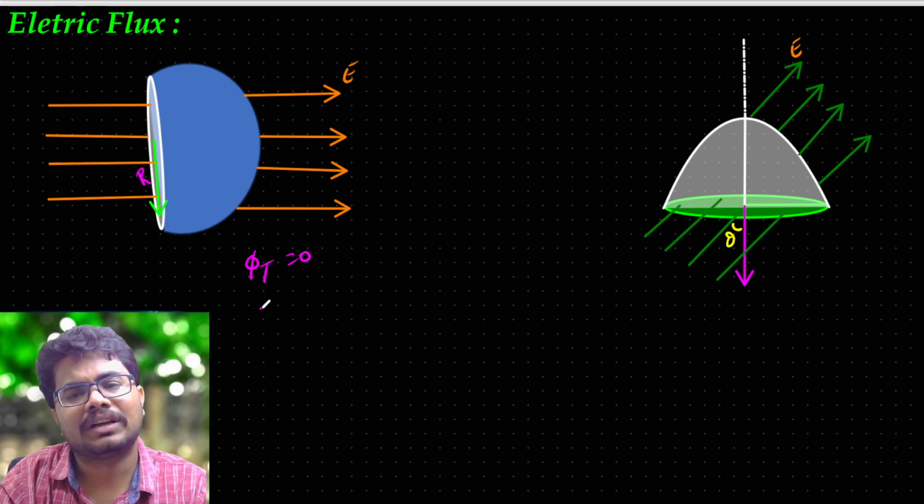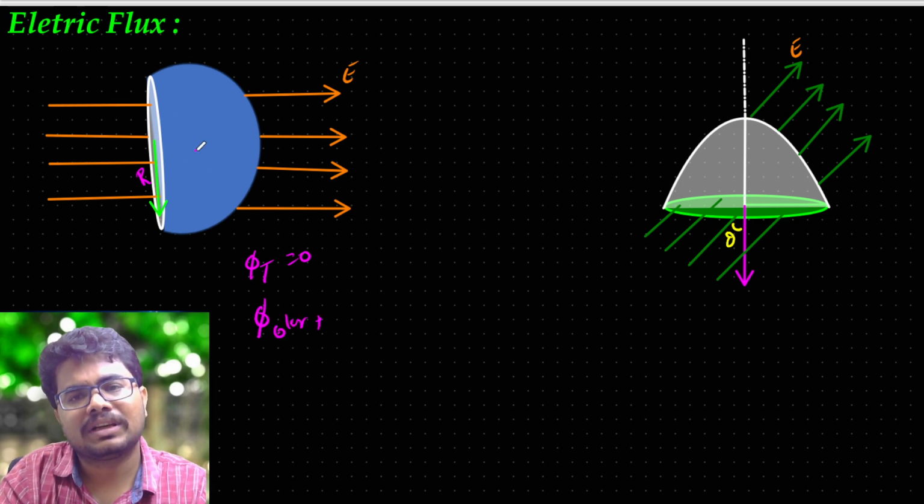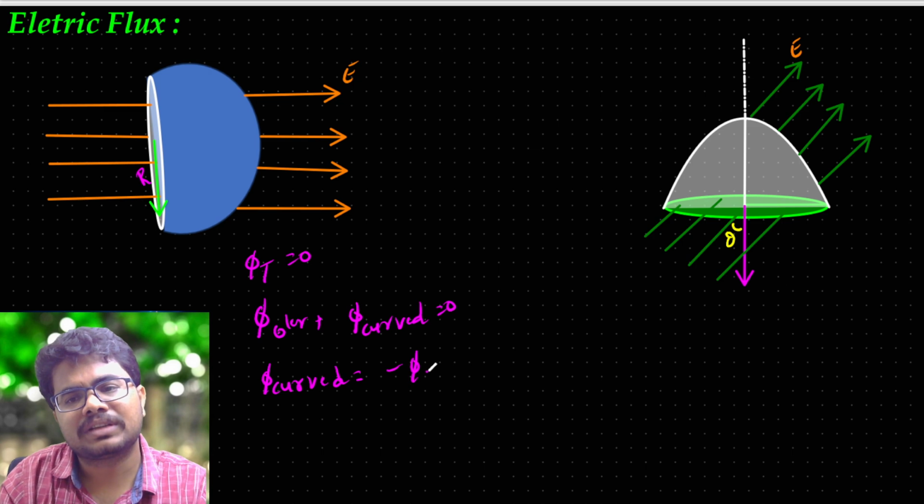Now what do you mean by that? Flux through curved surface means this is a circular surface. Flux through the circular surface plus flux through this curved surface should be 0. So if I write here, flux through curved equals minus of flux through circular. Then how to write flux through circular?